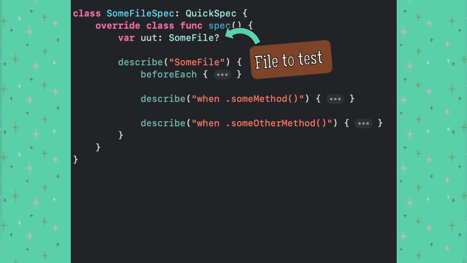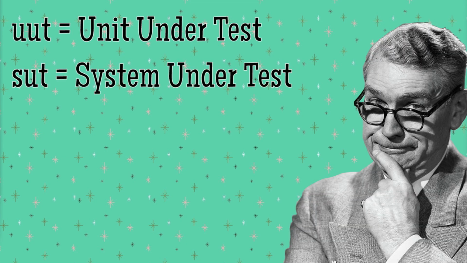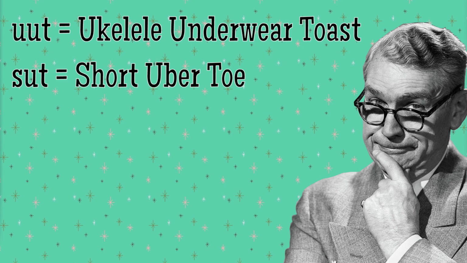The UUT variable at the top is the actual file that we're going to be testing. In this case, UUT stands for Unit Under Test. And yes, you might see it as SUT for System Under Test. What matters is that this is the file you are testing. As long as your tests are consistent, you can name and make this variable stand for whatever you want.